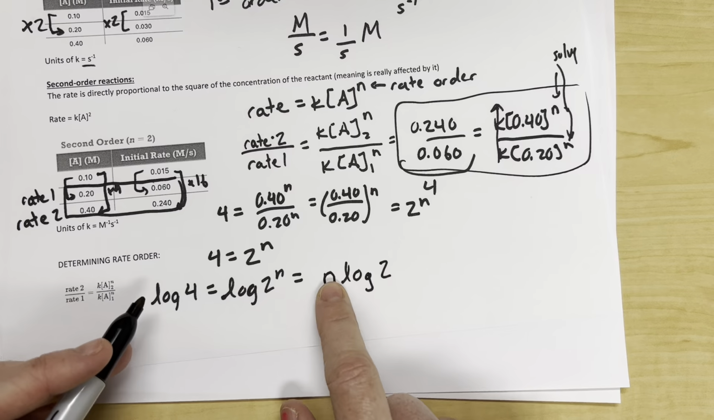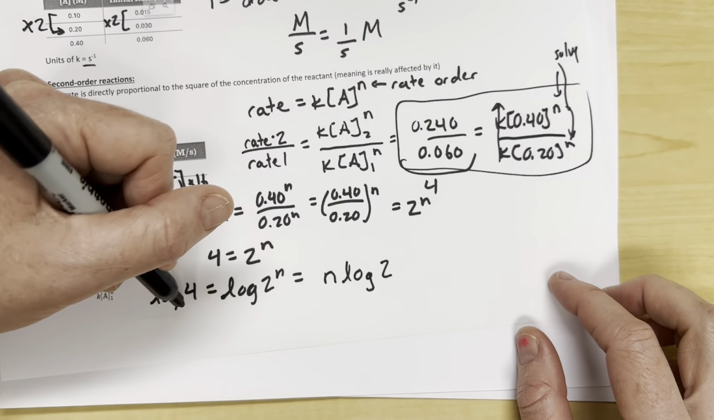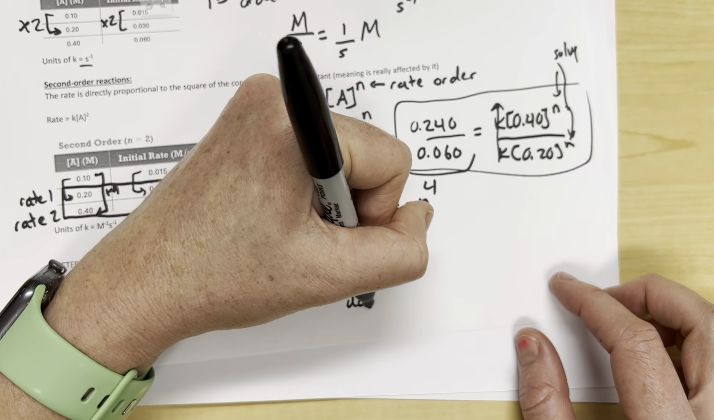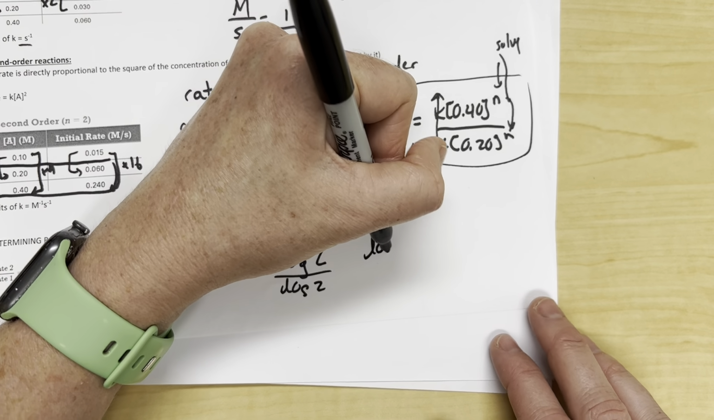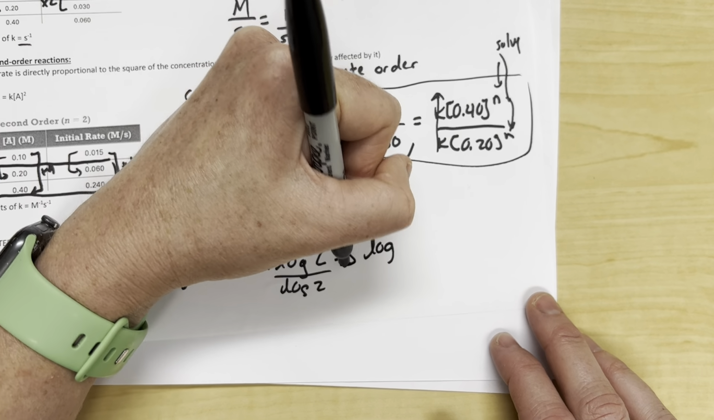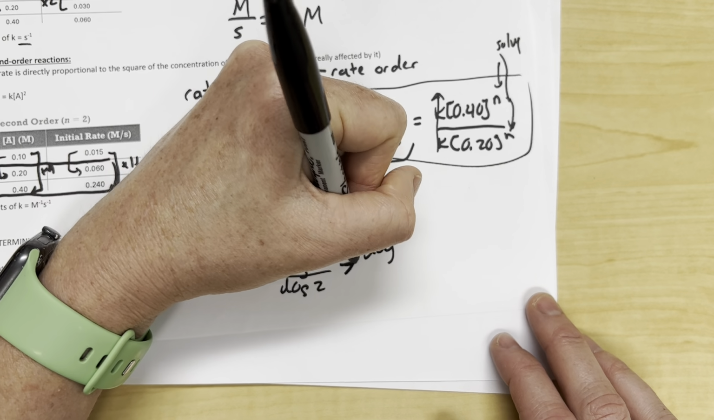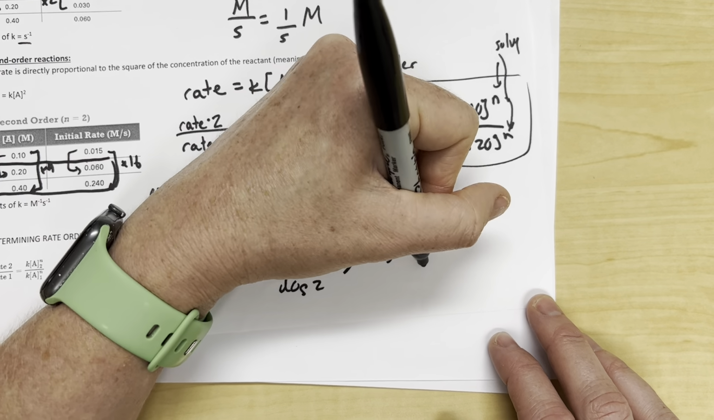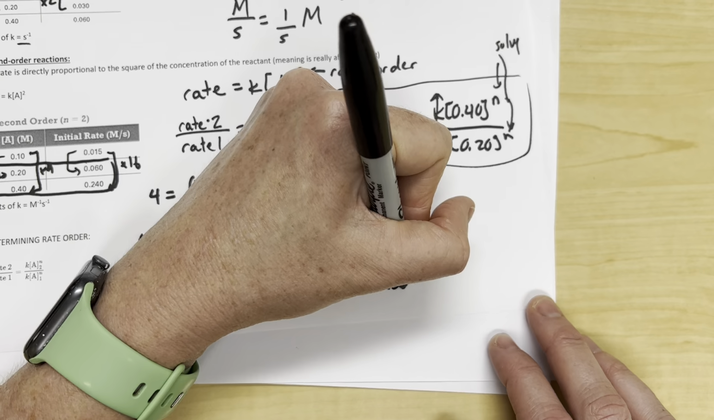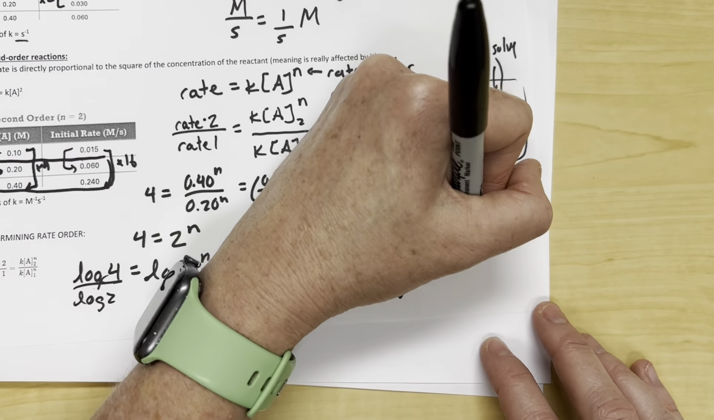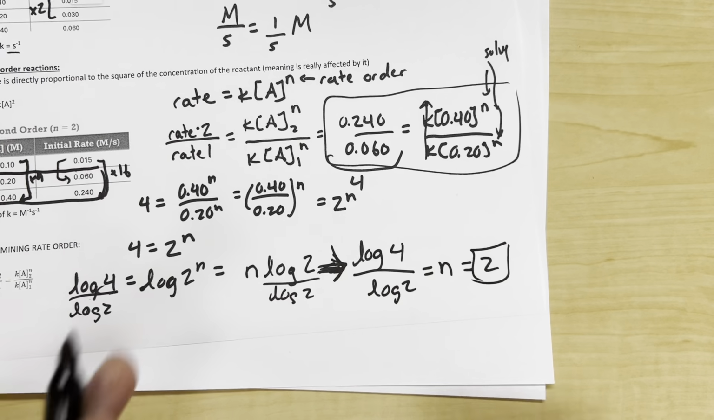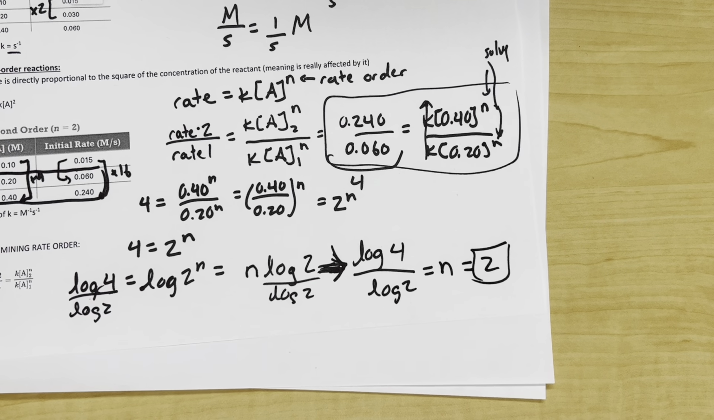Now remember, we're solving for n. We want to get n alone. We're going to divide both sides by log of 2. So essentially we have log of 4 over log of 2 equals n. And if you plug that into your calculator, you find that it is a perfect, beautiful 2.